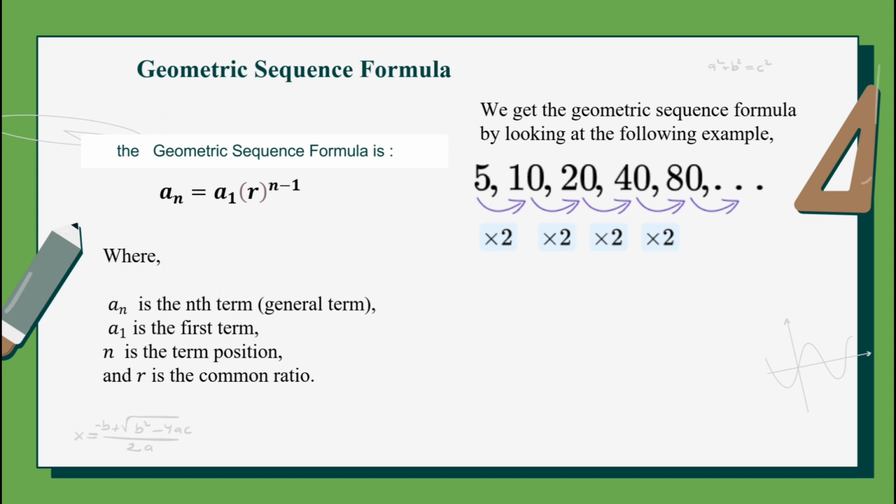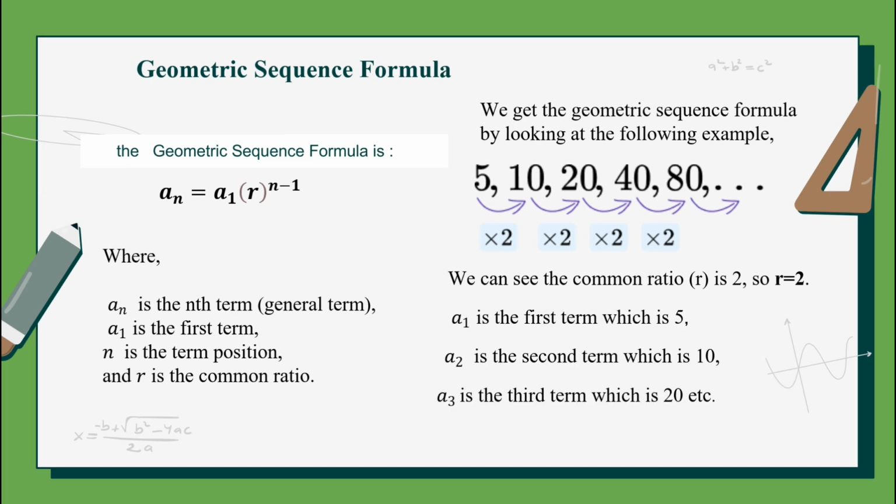So, paano ba makukuha natin yung R, which is yung 2? Ganito lang yan, guys. Yung second term, i-divide natin sa first term, which is 10 divided by 5 is equal to 2. Yan kung paano kumuha ng common ratio. So, makikita natin yung A sub 1 natin as the first term, which is the 5. A sub 2 is the second term, which is the 10. A sub 3 is the third term, which is the 20, and so on.